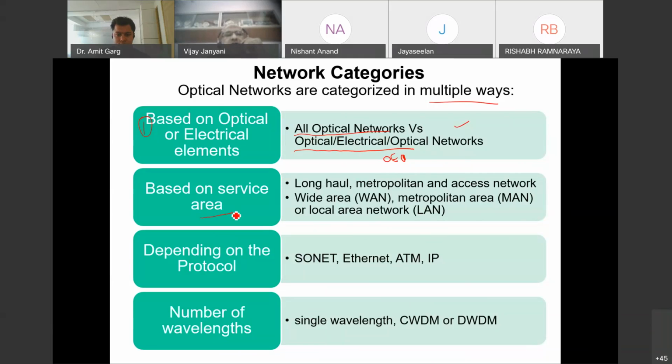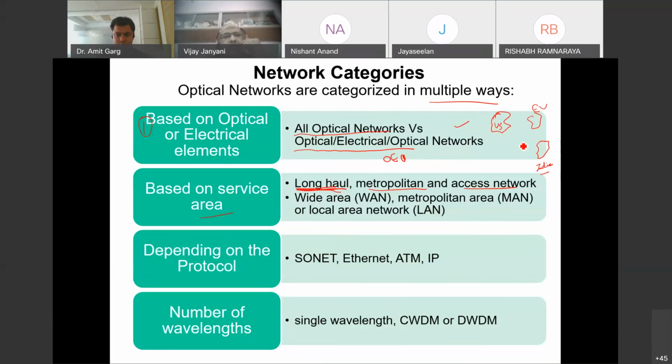Based on service area, I mean, what is the area covered by the service of that network? You may have long haul, metropolitan, or access networks. Long haul networks means if you see the globe, the world map, maybe let us say you have US here and then Europe here and then India here. It's not to scale, so don't mind if I am not drawing it perfectly.